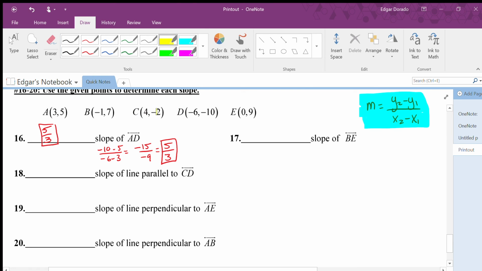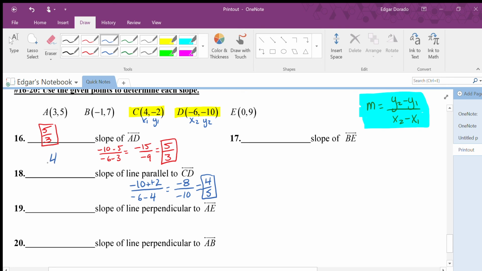So C and D. So once again, x1, y1, x2, y2. Let's figure this out. That would be negative 10 minus a negative 2, and negative 6 minus 4. This turns into a positive, so this is really just negative 8 over negative 10. Okay. And this, once again, they have a negative 2 in common, so this turns into 4 over 5.